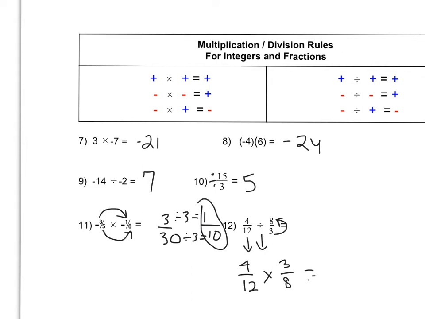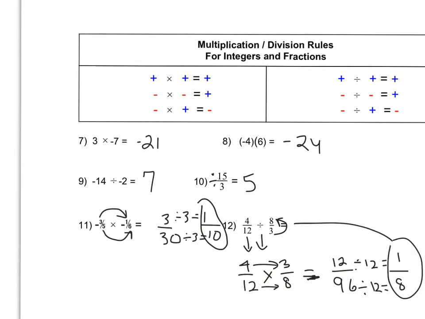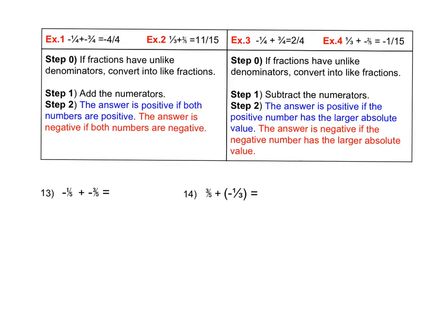From here, multiplication is straightforward. It's literally straightforward. 4 times 3 is 12. 12 times 8 is 96. Now, if we look at this, we know that the greatest common factor of the numerator and denominator is actually 12. So 12 divided by 12 is going to give me 1, and 96 divided by 12 equals 8. There we go. For this set of problems, the only thing that's extra is step 0, and basically if the fractions have unlike denominators, convert them into like fractions, okay?